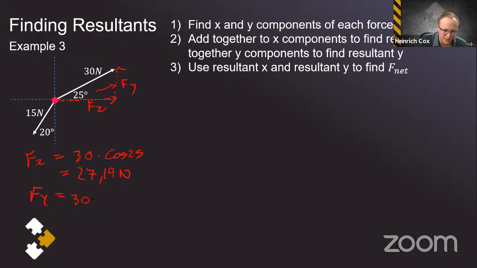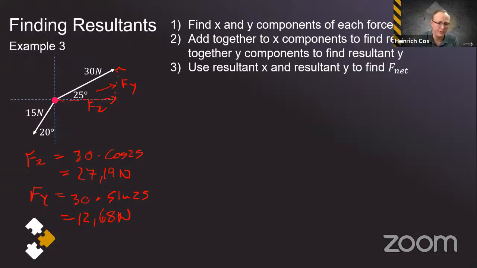So 27.19. Okay, and then Fy, we've got to use sine because it is opposite that 25-degree angle, right? So this is going to be 30 times sine of 25. Let's see what we get. 30 times sine 25 is going to be equal to 12.68 newtons. Great.